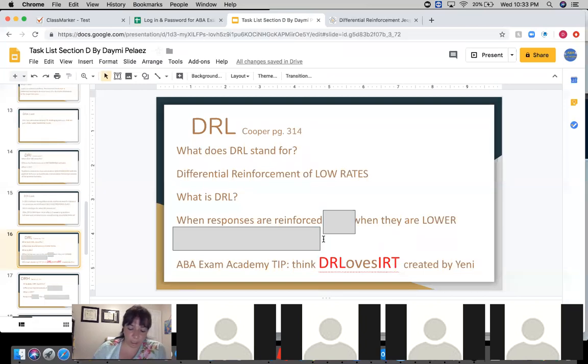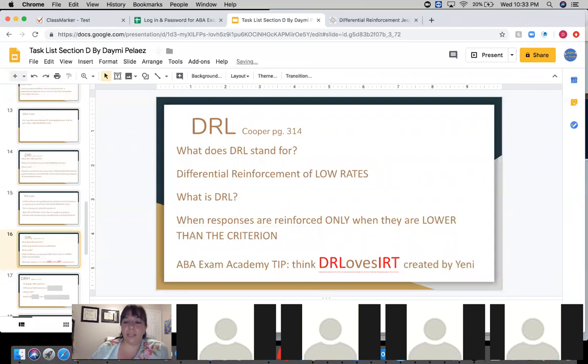Does anybody want to explain what DRL is in their own words? DRL is lowering behavior that occurs more, but without completely diminishing, without completely eradicating the behavior. Okay, good job. All right, so it says when responses are reinforced only when they are lower than the criterion.